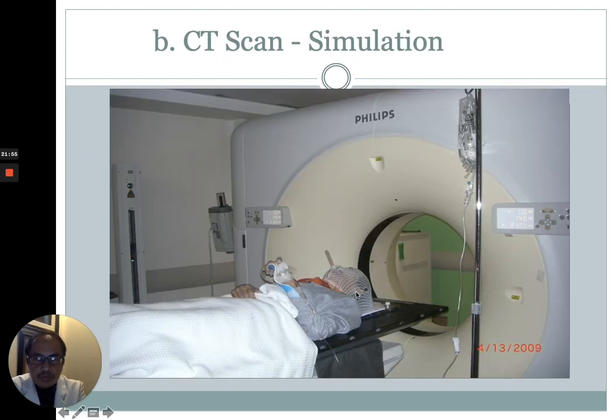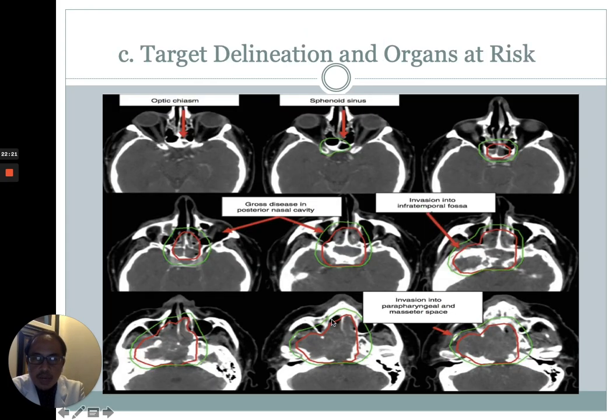Okay, so after doing the immobilization, now the patient would undergo a CT scan simulation in the position wherein the patient would undergo radiation. So the positioning of the patient during the CT scan simulation is critical because this would be the same position that the patient would be using while the patient is undergoing the radiation therapy.